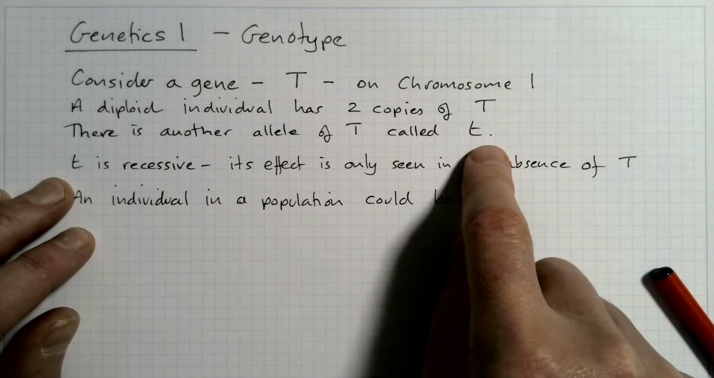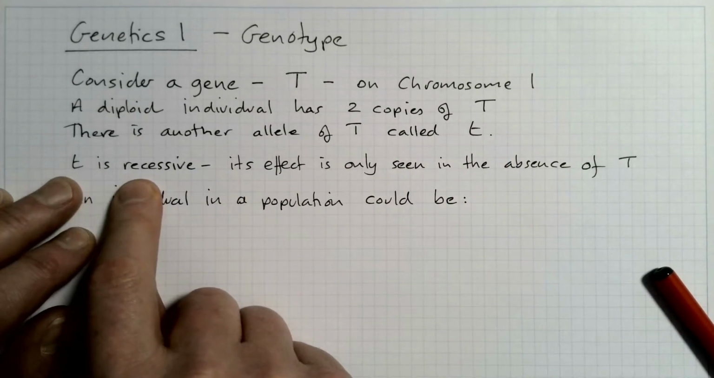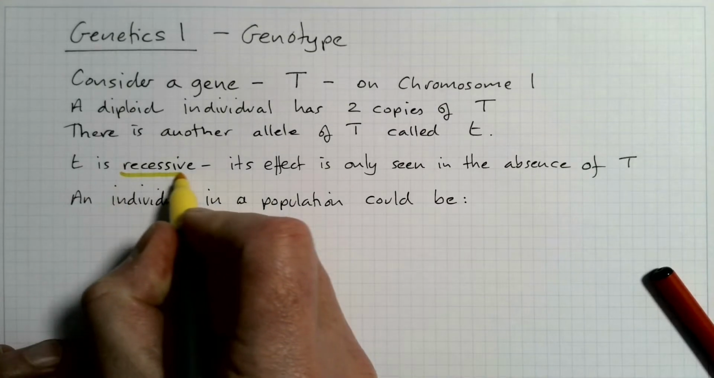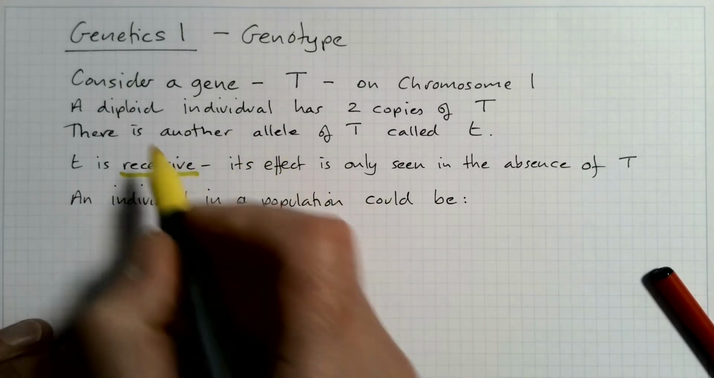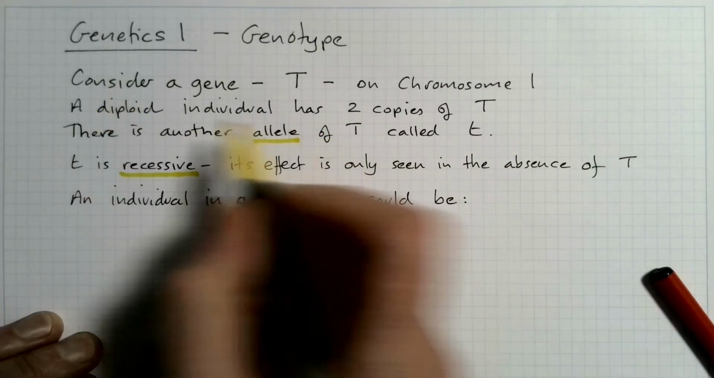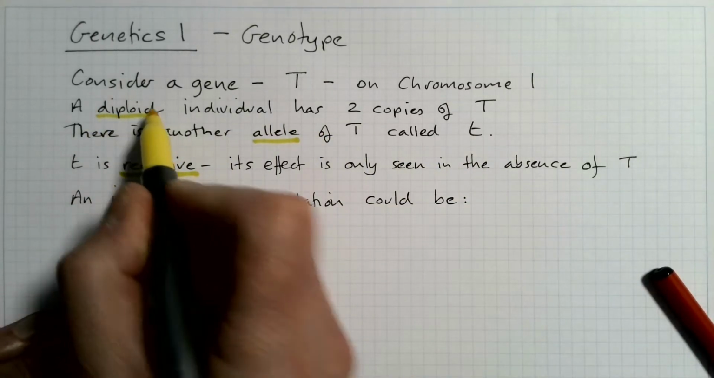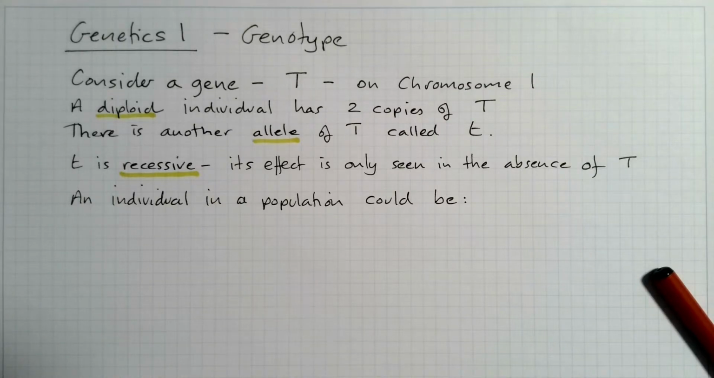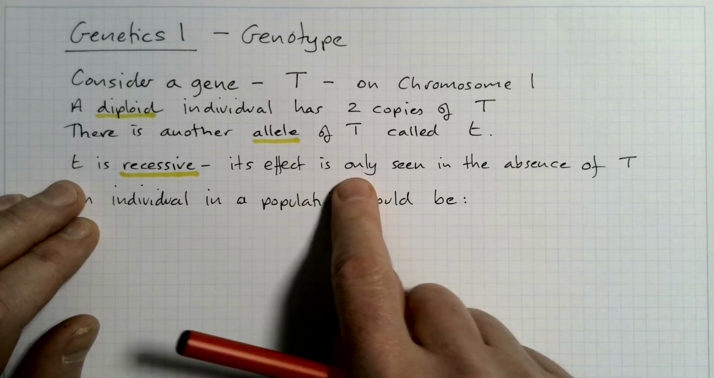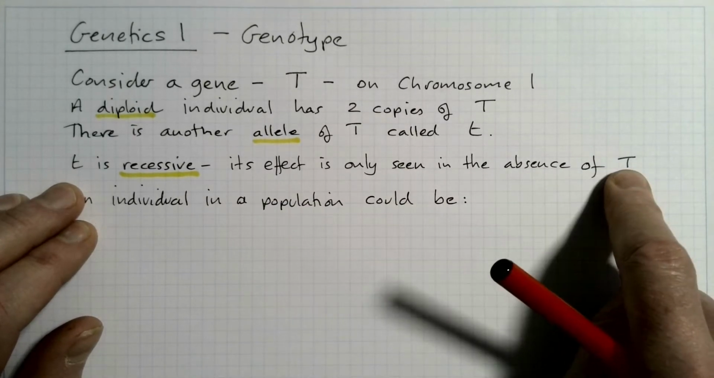Because I've written this as little t, that's what we call recessive. There are various terms we want to remember on this. We have to remember allele, which we talked about in the previous lesson, and diploid individuals. Little t is recessive. Its effect is only seen in the absence of big T.